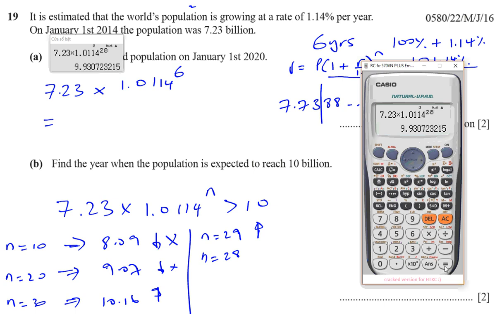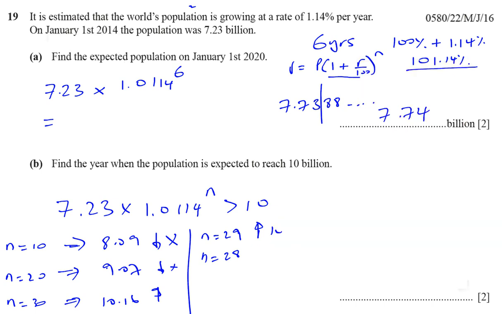And if that is below 10 billion, yes it is, it's 9.93. That was 10.0 something. So this is 9.93, which is too low. So we can see that it is during the 28th year that it's going to reach 10 billion. Somewhere in the 28th year, after the 28th year starts and before it ends, it will reach 10 billion.